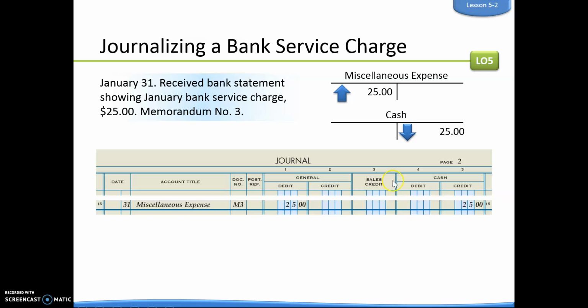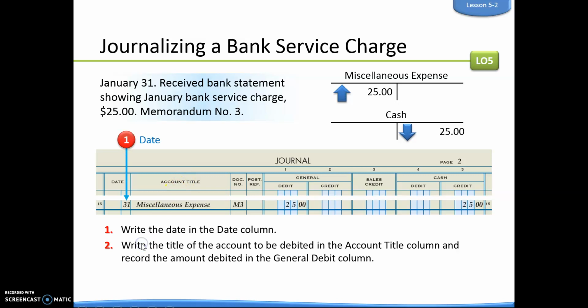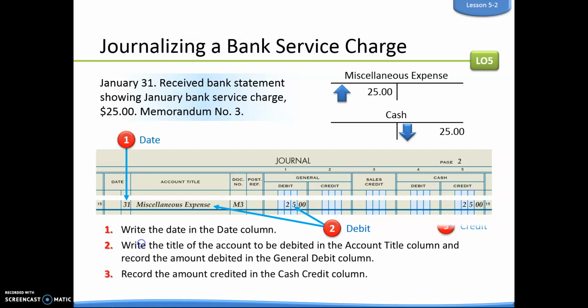So the date that we receive our bank statement is the 31st. We plug that in. We put in miscellaneous expense as our account title, and put in our debit of $25. Our document number is M3, and then we credit cash for $25.